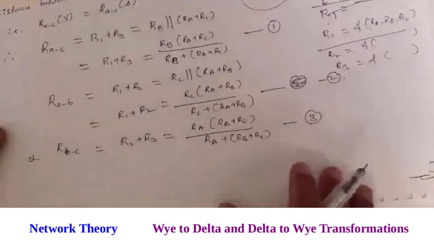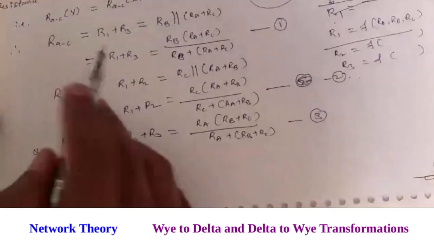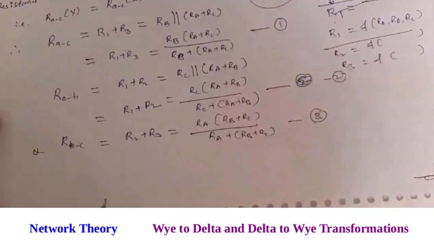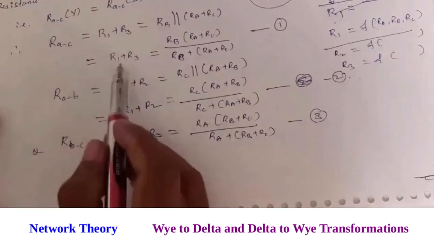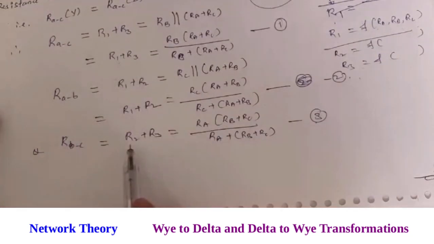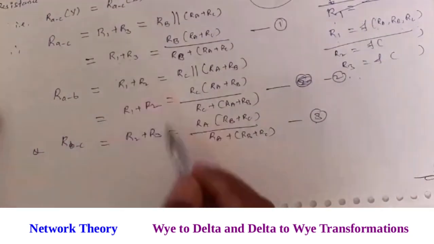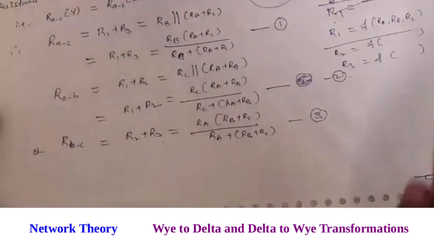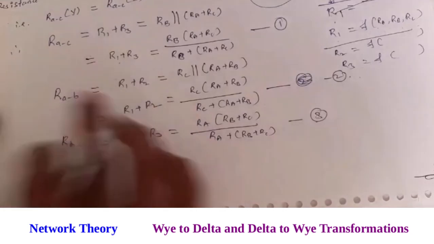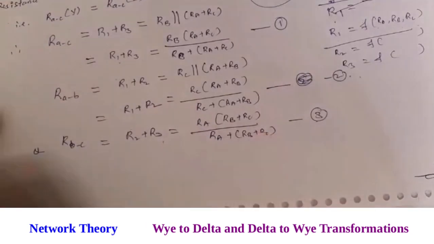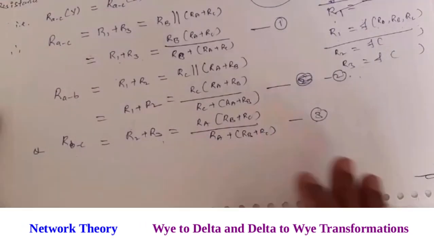Let us, what we do initially, let us subtract equation 1 and equation 3. If we subtract, in equation 1 you have R1, R3, in equation 2 you have R2, R3, so R3 will get cancelled from both. Okay, so that's what I want: to get the result in terms of R1 only, or R2 only, or R3 only. Okay, because that can be done, dear students.